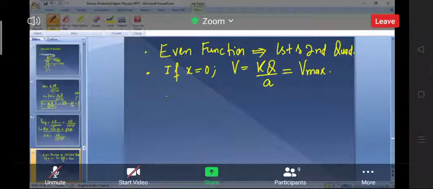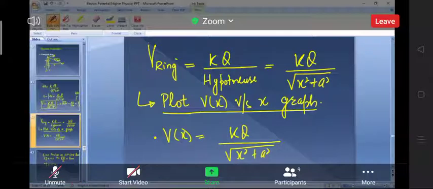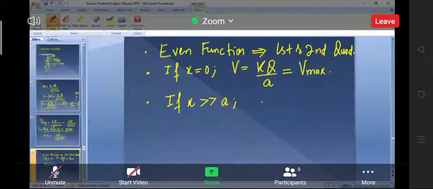Fine. And point number three is this. If, for example, this x is very large compared to a, then safely what you can do is neglect a square compared to x square. So the potential in that case will be equal to kq by x, which implies that the potential is proportional to 1 divided by x. That means the graph must be a rectangular hyperbola.